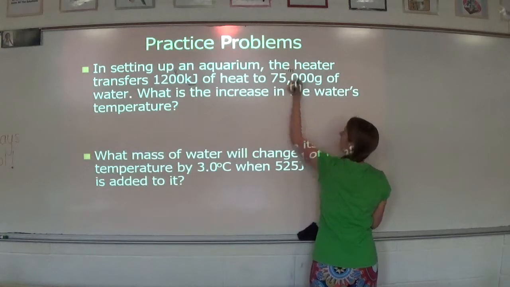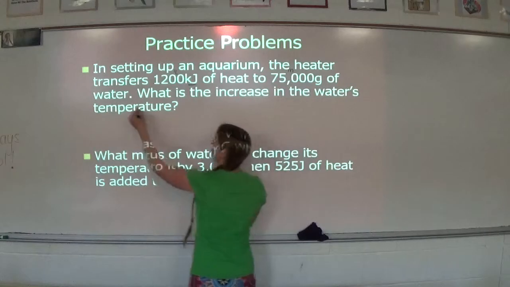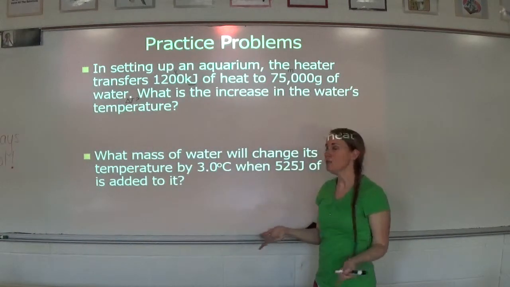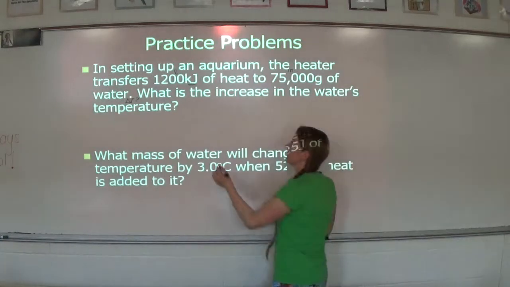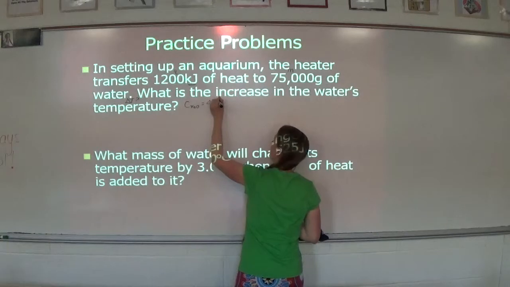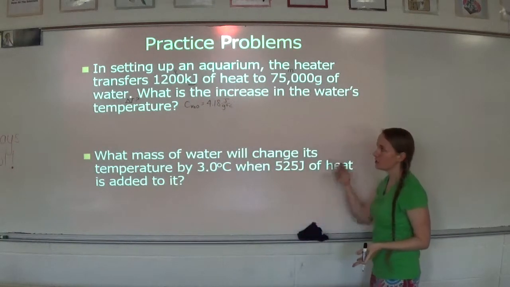So there's my mass. What is the increase in the water's temperature? So I'm looking for delta T. You may be thinking to yourself, well, where's C? Well, remember, we just did water in one of the previous examples. So C for water is 4.18 joules per grams degrees Celsius. That was just from one of the previous questions.